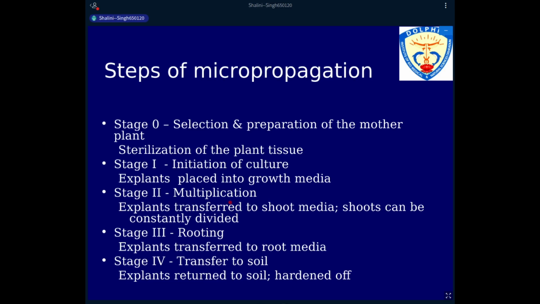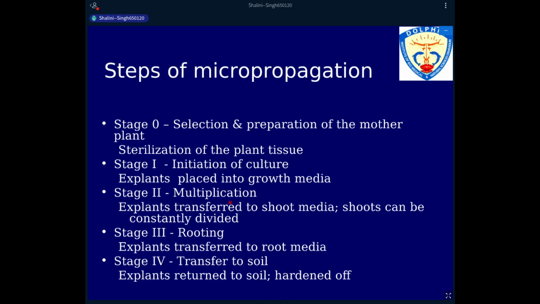One more important slide. These are the steps of micropropagation. First is stage 0, that is selection and preparation of the mother plant. Regarding the selection criteria, we have already discussed that the mother plant should be elite class. Elite class means it should be the best of the lot. So how will you select it? It is selected based on visual characteristics or morphology. That is the criteria of selection.